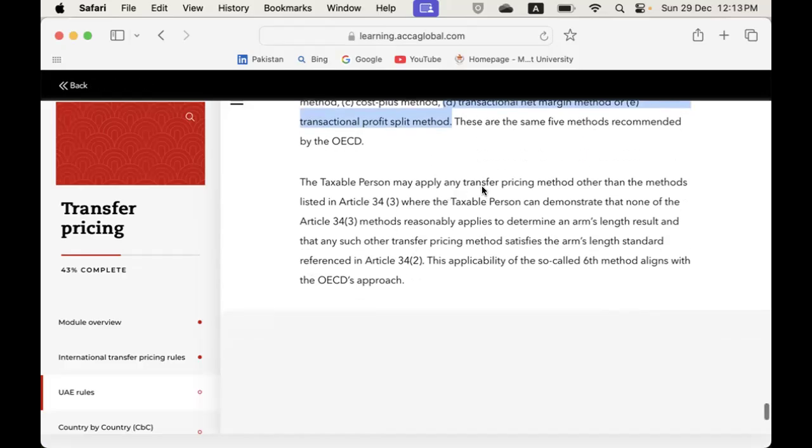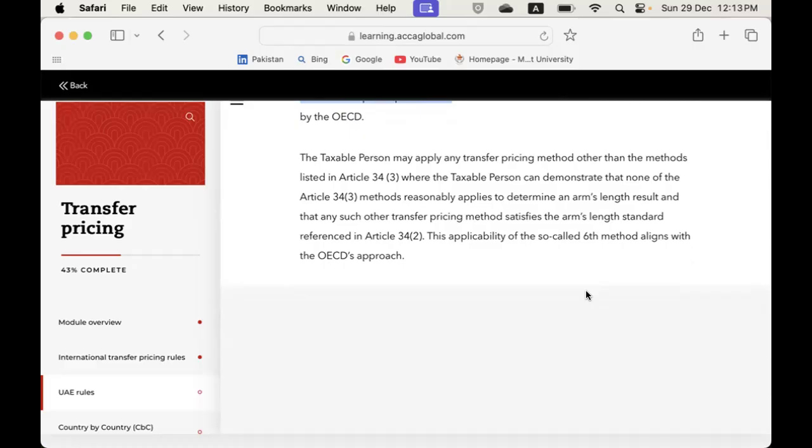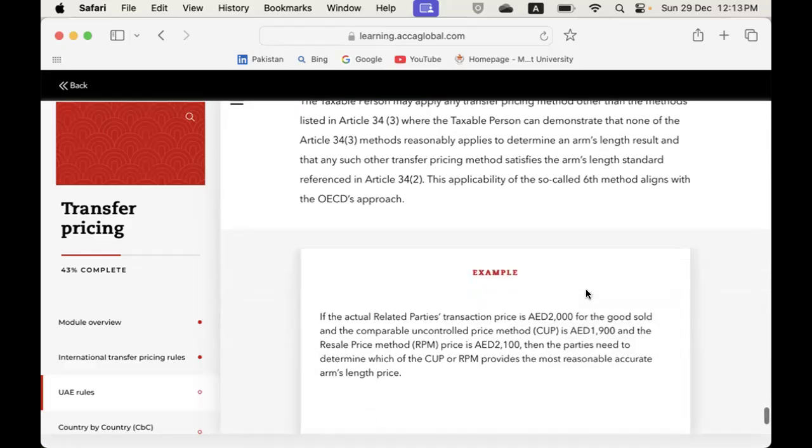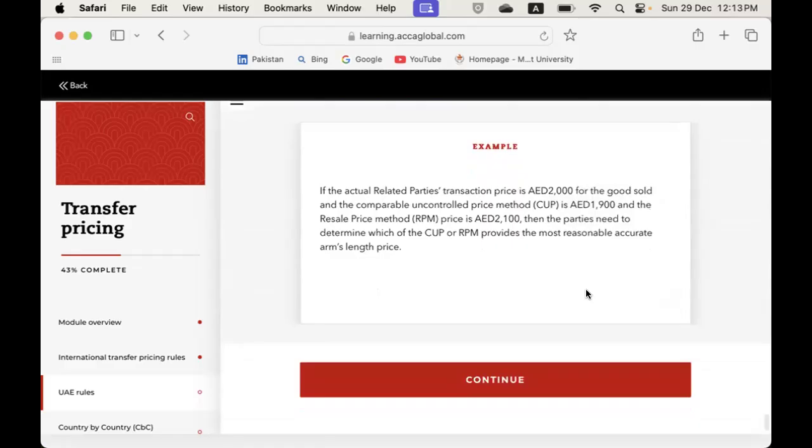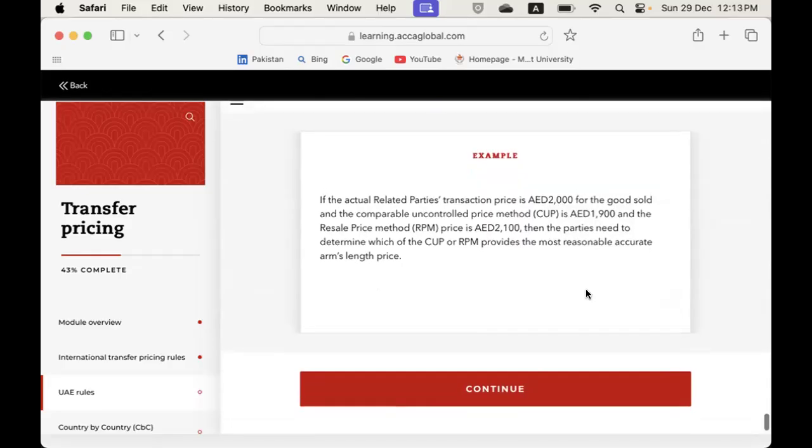The taxable person may apply any transfer pricing method other than the methods listed in Article 34, where the taxable person can demonstrate that none of the methods reasonably applies to determine an arm's length result, and that any such other transfer pricing method satisfies the arm's length standard. Can you guys think of when benchmarking becomes applicable? In one of my clients, I had to resort to a method for comparing the salaries that were being paid to connected persons. And do you know what source I took?